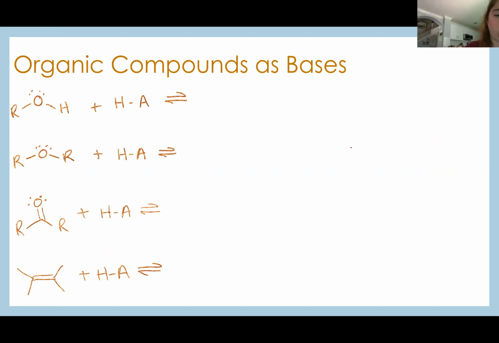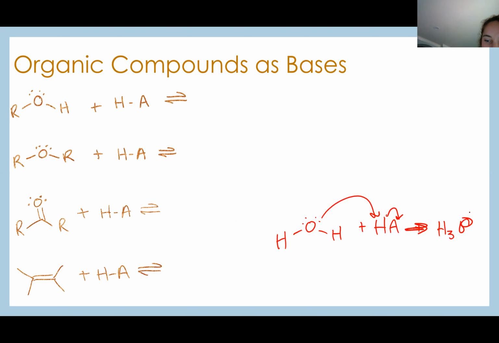Okay. So our next topic is organic compounds as bases. So far, we've only used really negatively charged things as bases, and we've seen water used as a base. If we were to react water with a strong acid, what product do we get? Do you remember? Weak base. Hydro. Right, we end up making hydronium, with H3O plus.